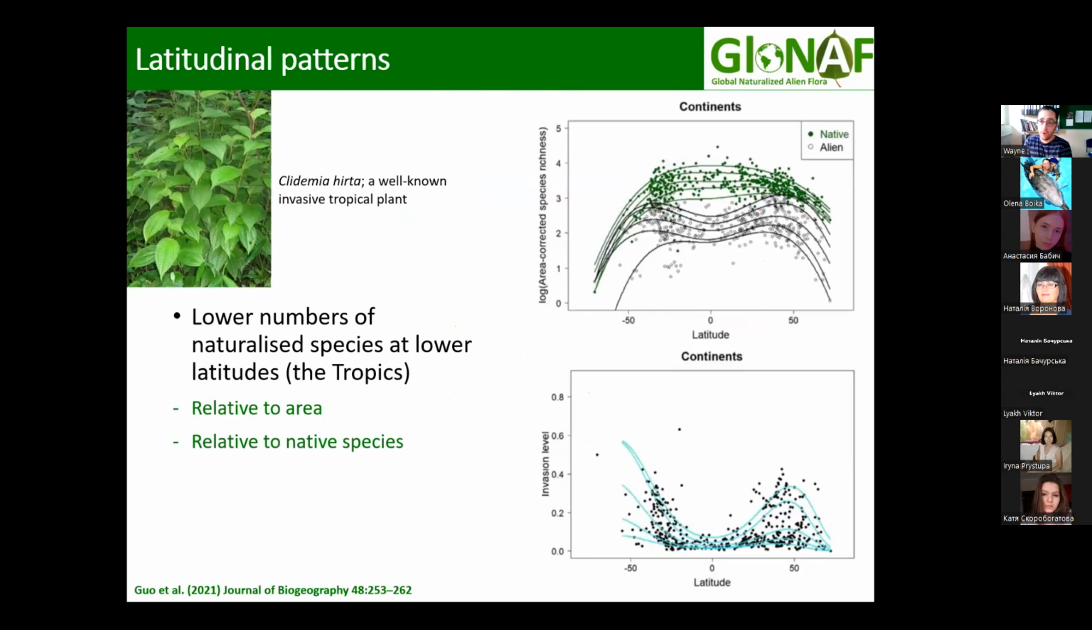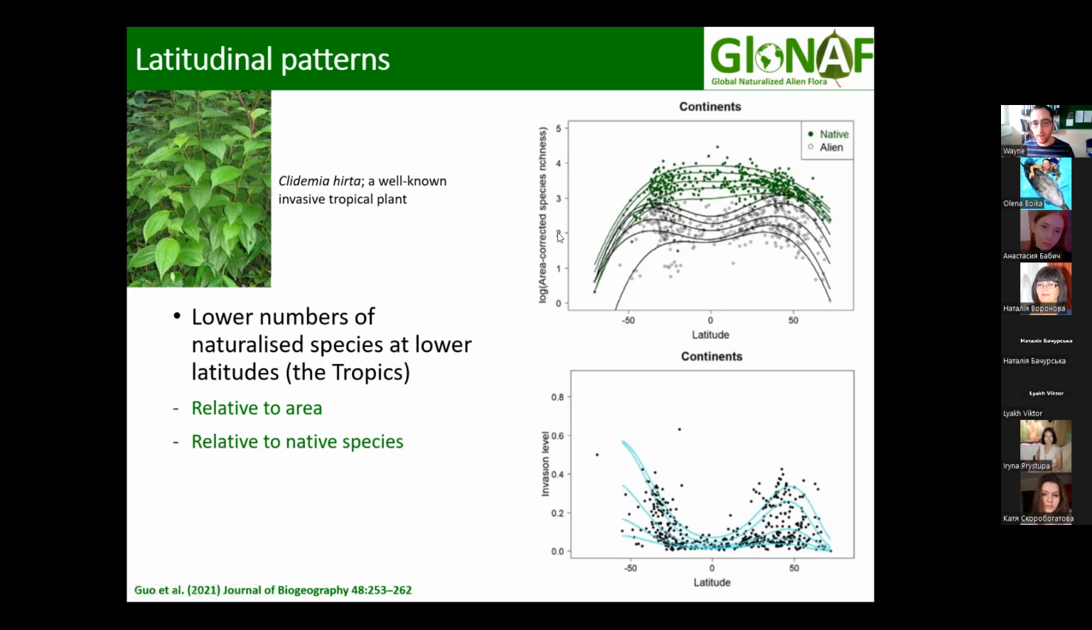So we were interested in trying to understand those global patterns a bit more. So what are the latitudinal patterns like? And it's well known within macroecology for native species that there tends to be a peak in native species richness in the tropics. And there are various hypotheses that I won't go into as to why that might be the case. And so we were interested in knowing how much introduced naturalized plant species deviated from that pattern.